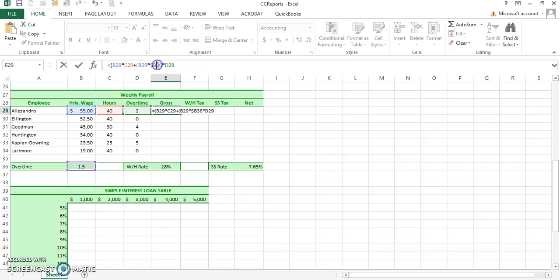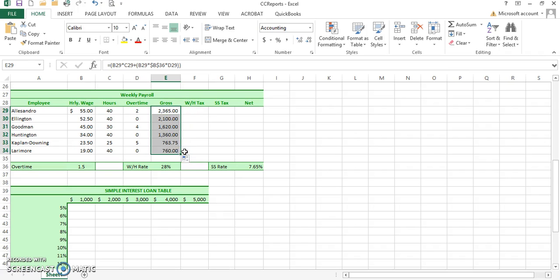Why is it absolute? Because it's a specific location. This overtime 1.5 will not change. The location will always be there. Then I'm going to close my parentheses. I need one more parenthesis, and there we have it. So right now, the gross pay for this individual is this amount. I'm going to copy that formula all the way down.